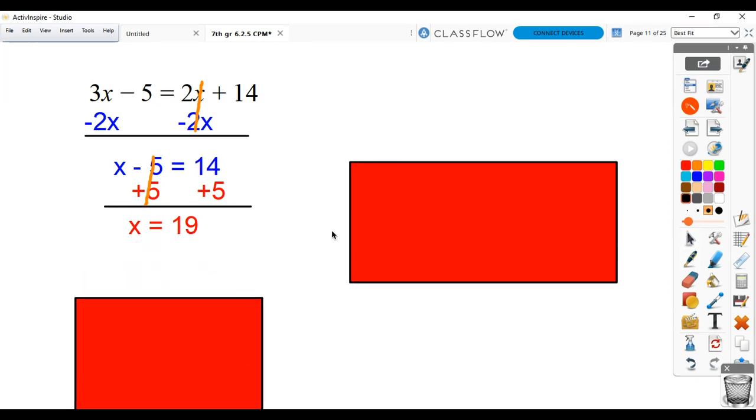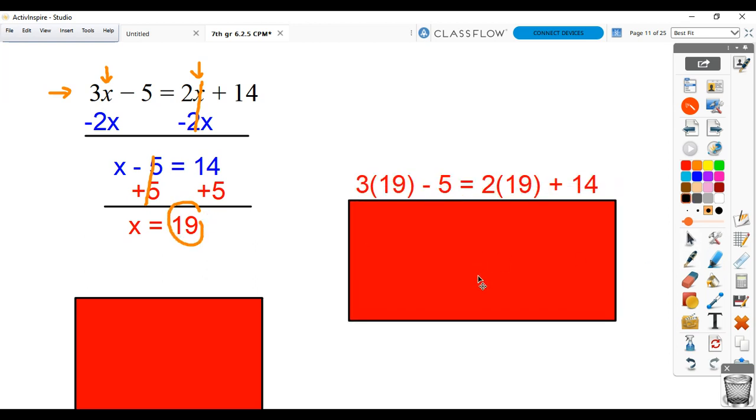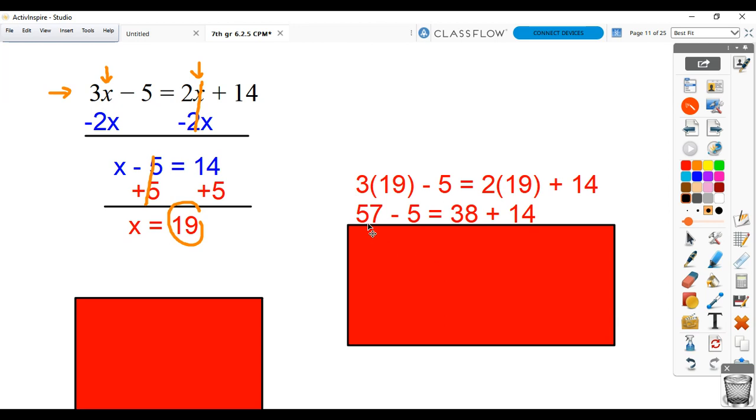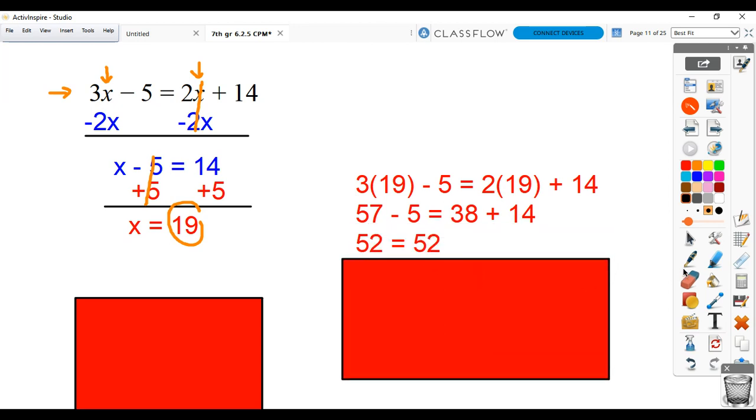Now we just need to show our check. So again, into the original equation, replacing x here and here with 19. So we would have 3 times 19 minus 5 equals 2 times 19 plus 14. Again, you're allowed a calculator, but you end up getting 57 minus 5 equals 38 plus 14, or 52 equals 52, and that shows that it checks.